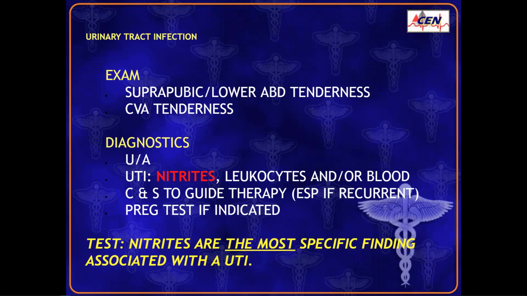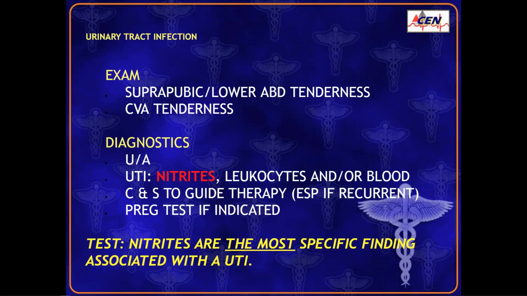And then CVA tenderness, if we're thinking the kidneys, you might see us turn them on their side or sit them up and lightly rabbit punch or jab them or percuss where the costovertebral angle is. That's where the ribs join the spine, because that's where the kidneys sit. We're trying to elicit some kidney tenderness possibly with this.